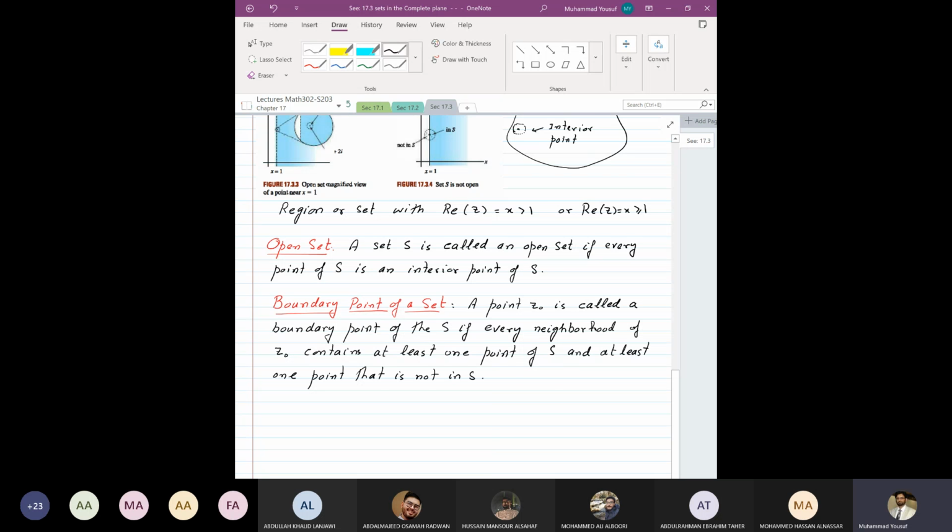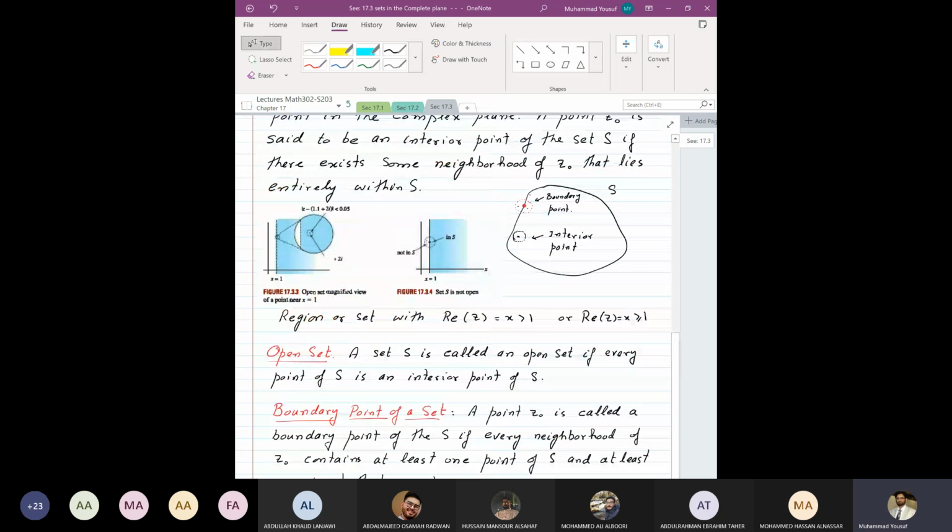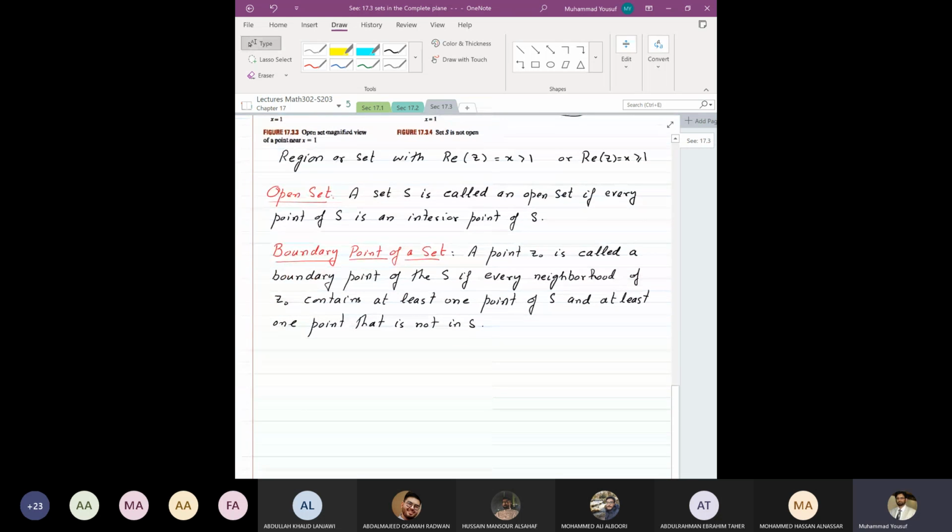And this happens only when we have a set like the one shown in figure 17.3.4. Whatever small radius you choose, the neighborhood will have at least one point from S, maybe more than one point, and at least one point, maybe more than one, which are not in S, outside of S. Okay. Then we say that this point is a boundary point of S.